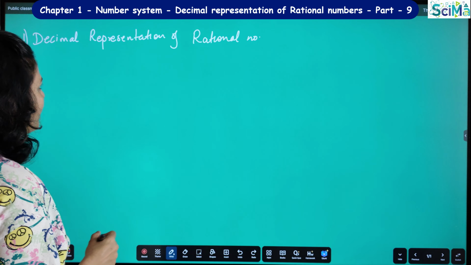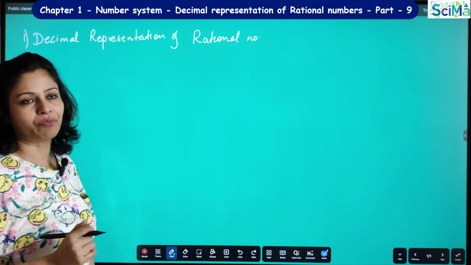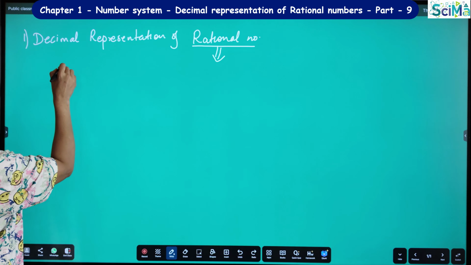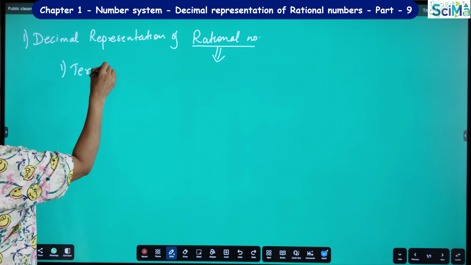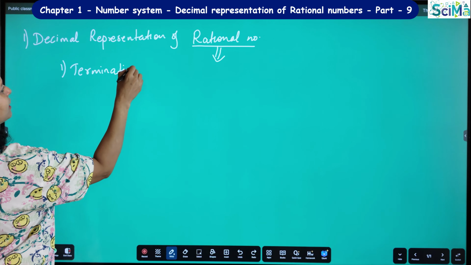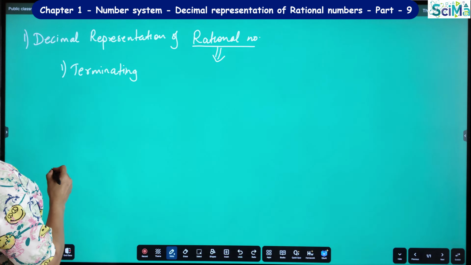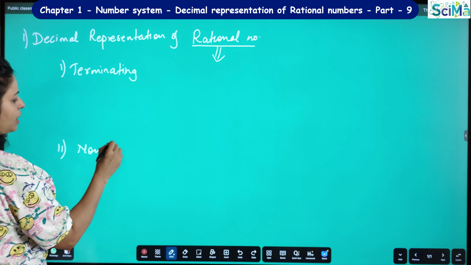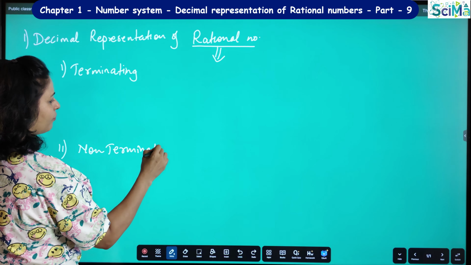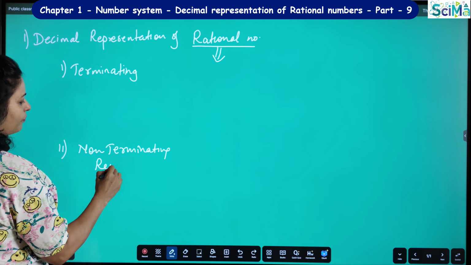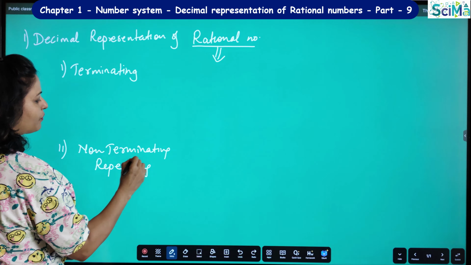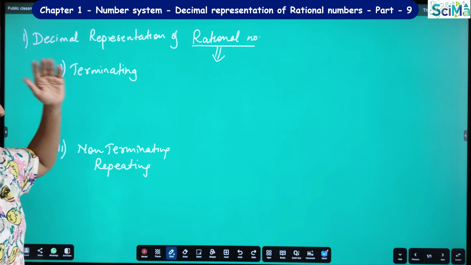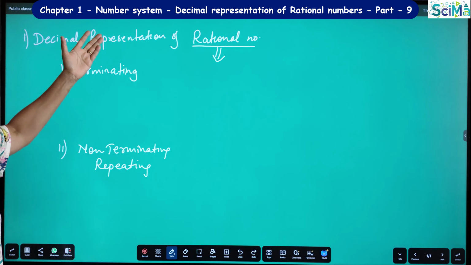Okay, how do we represent a rational number in decimal form? There are two types of rational numbers. One is terminating, right? What is the terminating decimal form? And the other form we have is non-terminating and repeating. So these are the two forms of decimal expansions we have for rational numbers. So how do we form a decimal representation of a rational number?